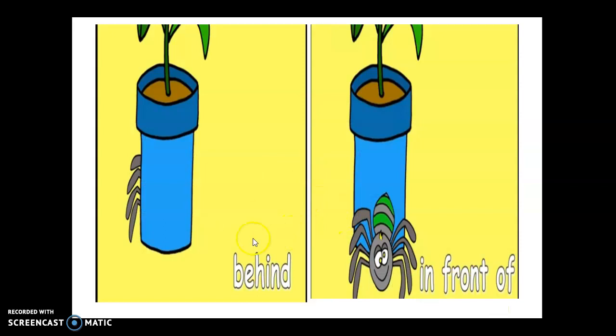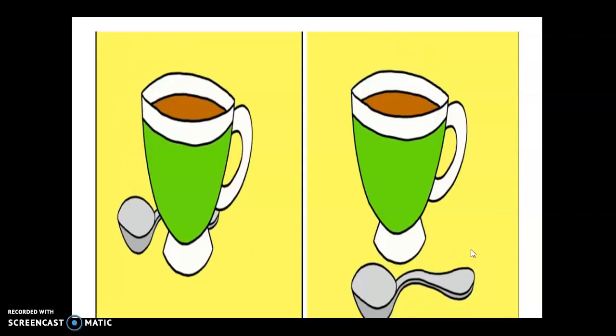And what do you see here? I see a spider. Do you see where the spider is? Yes. The spider is behind. And where is the spider? Oh, the spider is in front of. Okay, we are going to see other examples. Behind, in front of. Excellent.